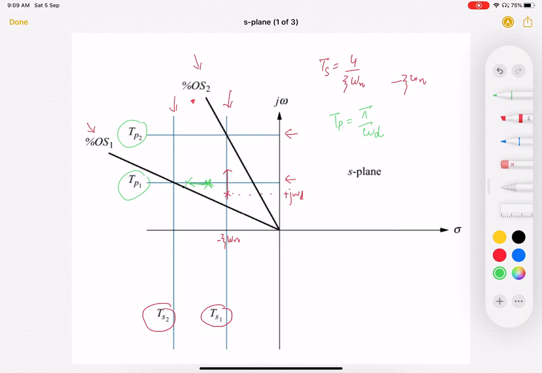In a similar way, the radial lines, because we have seen that the angle of this complex number, which is the pole, is a function of only zeta. If you write the pole in polar coordinates as r angle theta, the pole can be written as omega n under root of 1 minus zeta square, which is the vertical intercept, divided by the denominator, which is zeta omega n, under a tan inverse. You see that the omega n cancels out, and the angle is a function of only zeta.